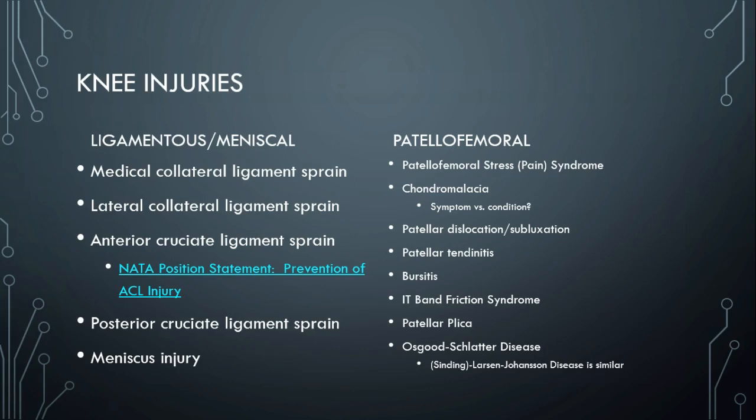PCL sprains are listed next. PCL is the strongest ligament in the knee, and these are many times injured along with another ligament or meniscus. Even though it is an intracapsular ligament, it is not surgically repaired often. Most treatment is conservative for any grade of PCL sprain.